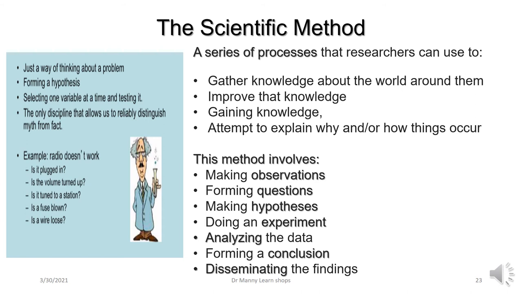So the scientific method then is a series of processes that researchers can use to, one, gather knowledge about the world around them, improve that knowledge, gaining more of that knowledge, attempt to explain why and or how things occur, cause and effect. This method involves making observations, forming questions, making hypotheses, doing an experiment, analyzing the data, forming a conclusion, and disseminating the findings. They're the steps. They're the steps in the scientific method.